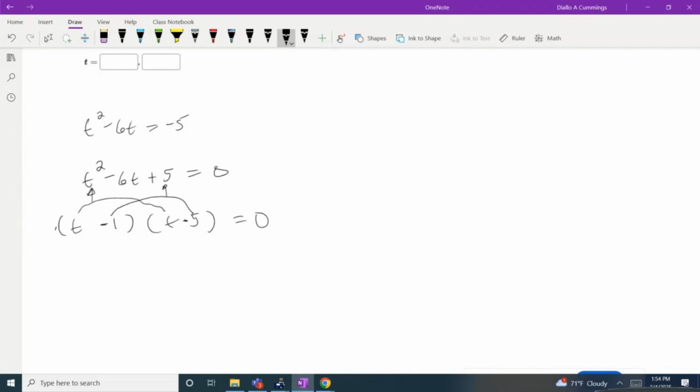So if I take my outermost terms, t times negative 5 is negative 5t. I can take my innermost terms, negative 1 times t is negative t. And if I combine those, that will give me that correct middle term.